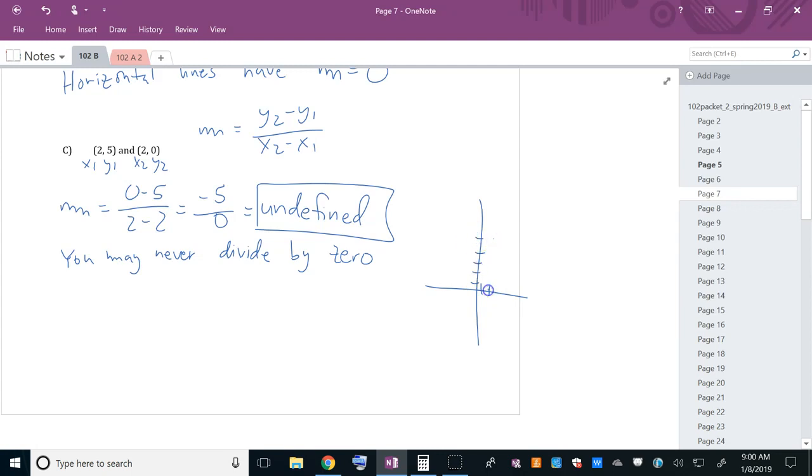If we plot those points, that is a horizontal, or rather vertical, line. And we can similarly say that vertical lines have undefined slope. So if I say it's a vertical line, what's the slope? The answer is undefined. If I say it's got an undefined slope, what type of line is it? My answer is it's a vertical line. Those two things always go together.